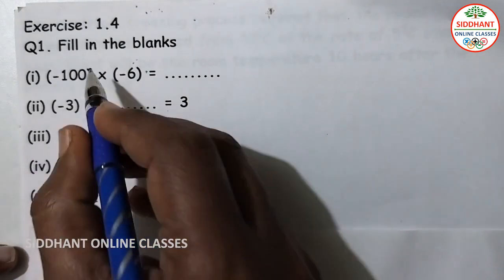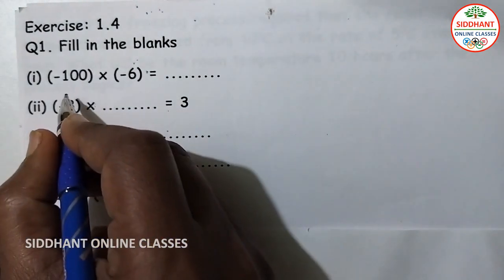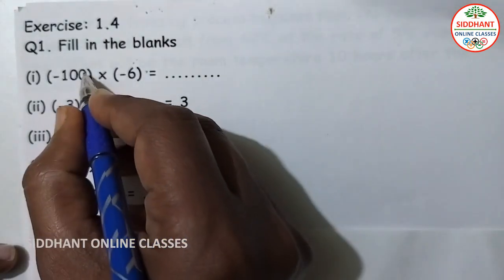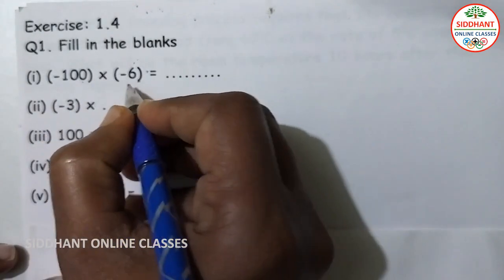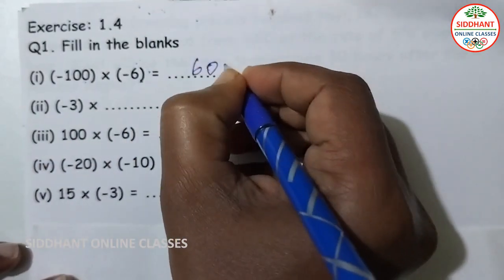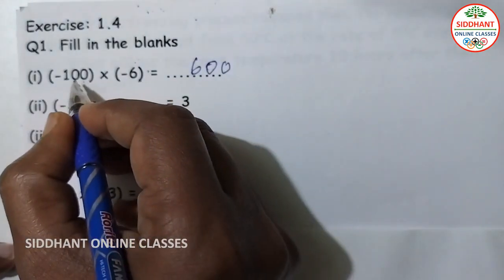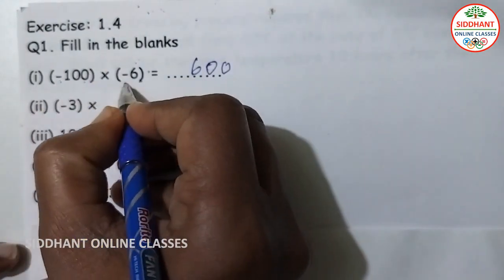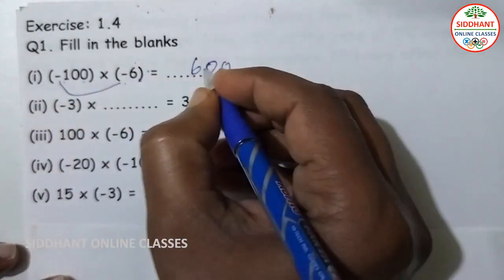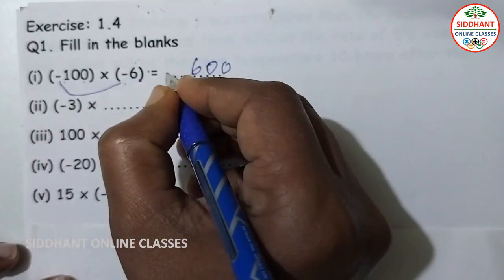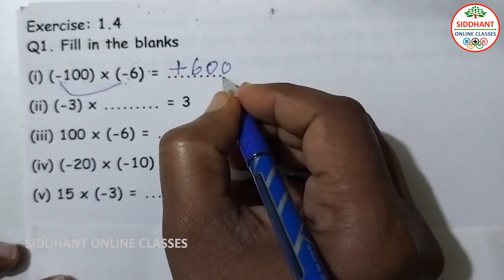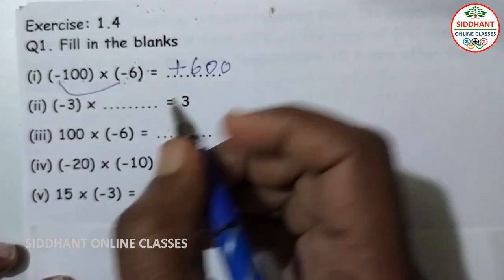Question number 1, fill in the blanks. First one, minus 100 into minus 6. So here we know 100 into 6, that is 600. Then we are going to multiply sign into sign. Sign into sign means minus into minus. We already discussed in the previous exercise: minus into minus, it is plus. So the answer will be plus 600.